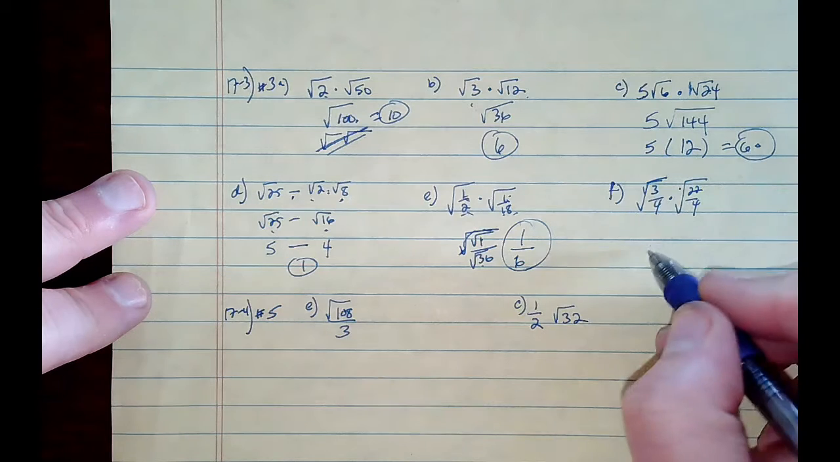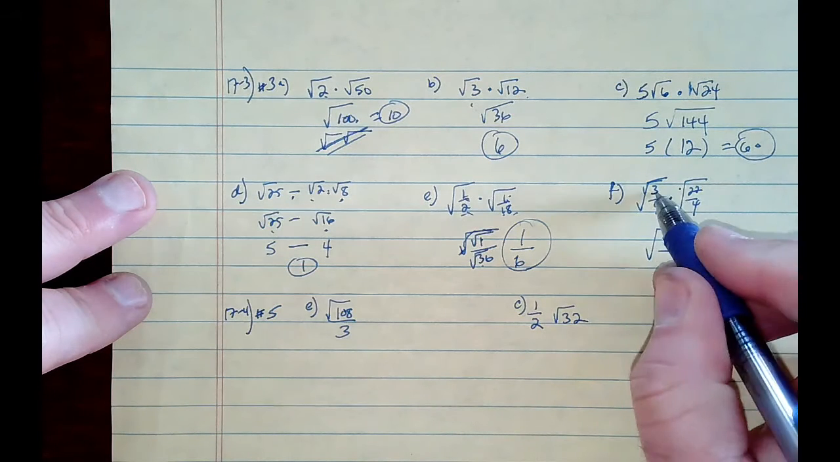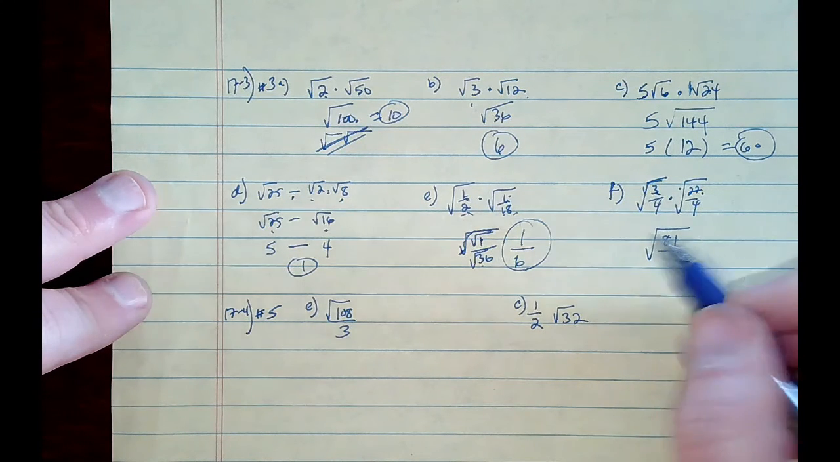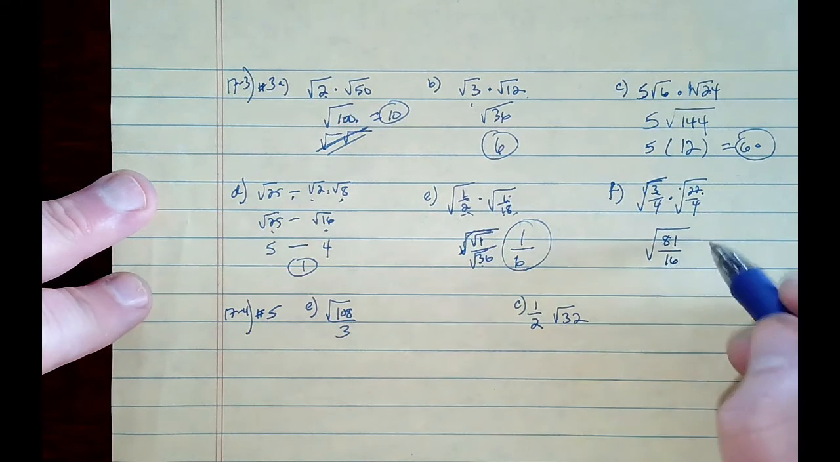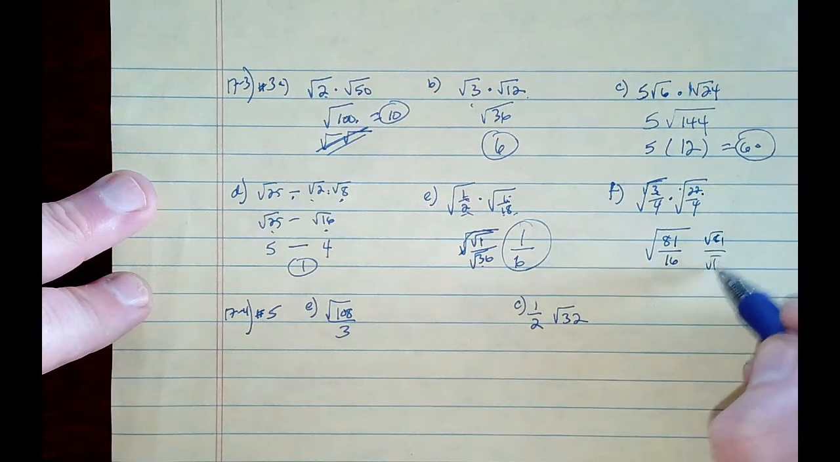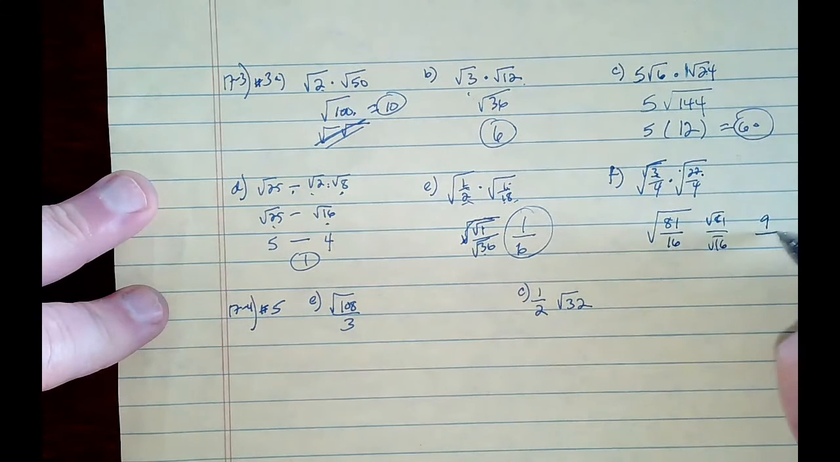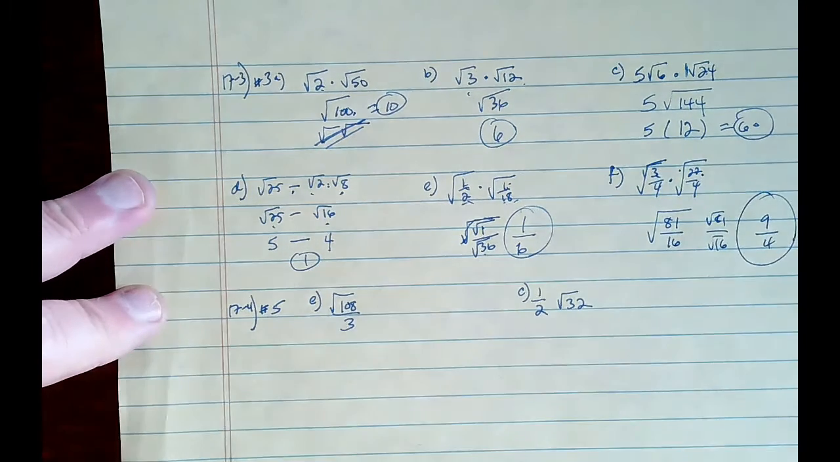Over here, you're going to get 81 on top. 3 times 27. 4 times 4 is 16. Both of these things are perfect squares. You get 9 and you get 4. And so you get 9/4 is the answer for that one.